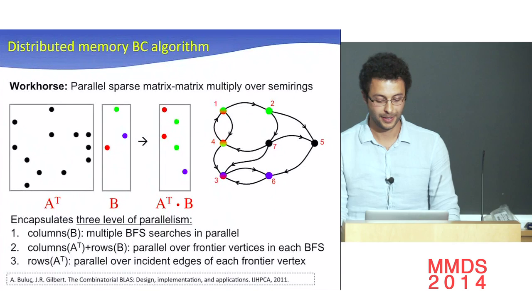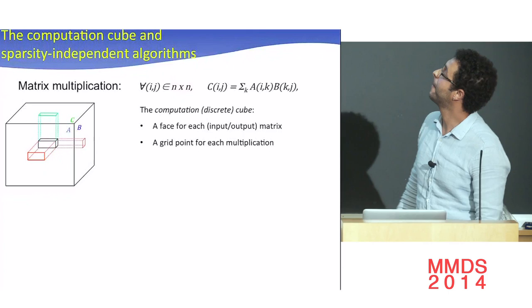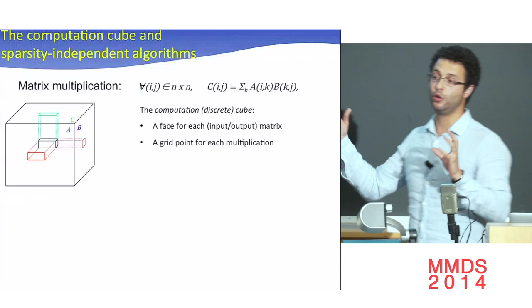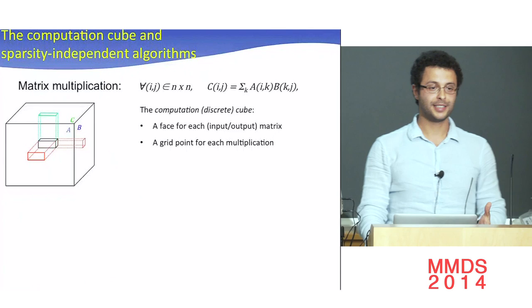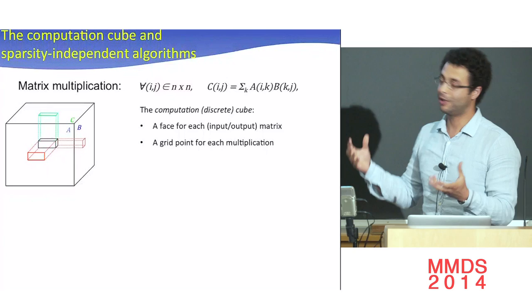Anyway, let's come to how to do this. Really, if you think about matrix multiplication, the amount of work is a cube, right? That's why it's n cube, right? Every single dot in that cube is a flop you need to do, an arithmetic operation. In a sparse case, this cube is sparsely populated, horribly sparsely populated to the point that it's almost empty, but still it's a cube.